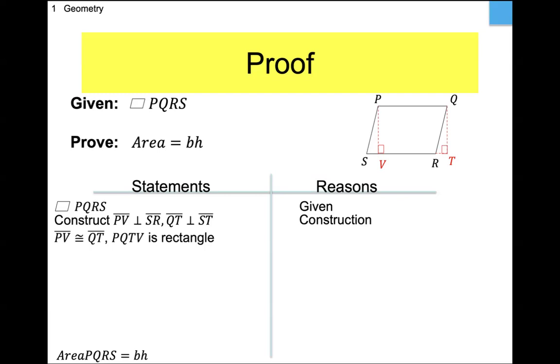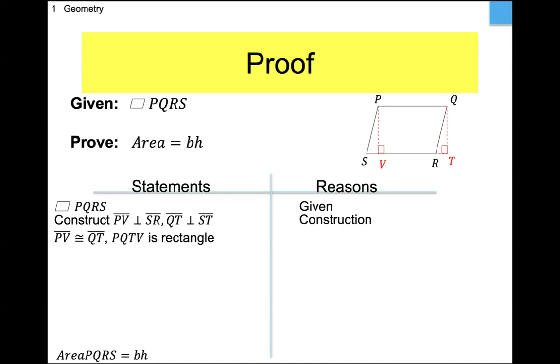Well, let's see. The statement I just made, that any perpendicular will be congruent to any other perpendicular on a parallelogram, would mean that PV, that perpendicular we just dropped down, is congruent to QT. And further, that means that PQTV is a rectangle. Now I'm leaving a little bit of detail off there.